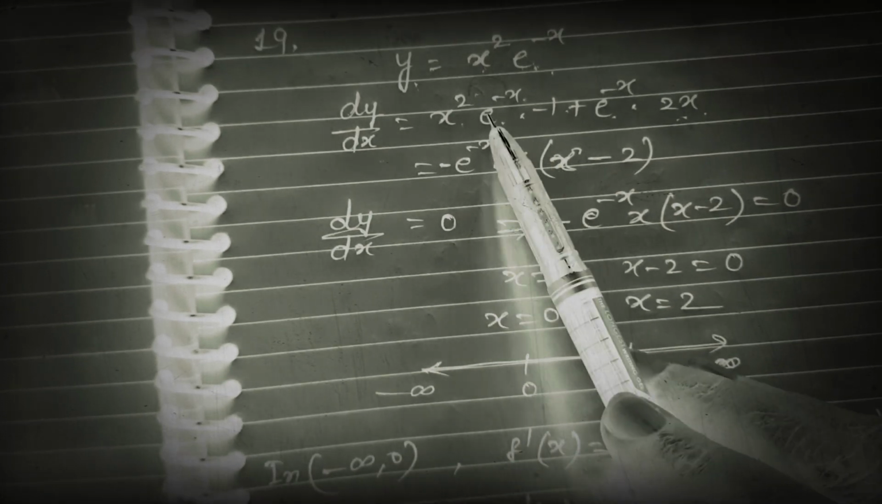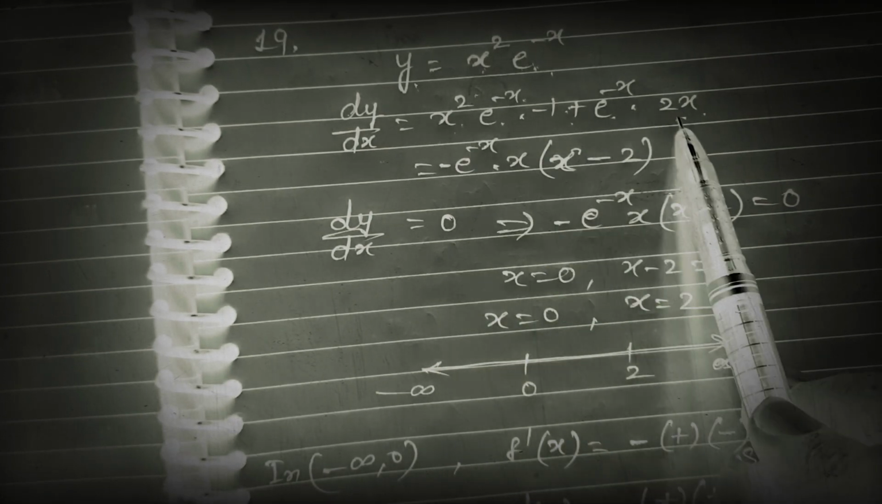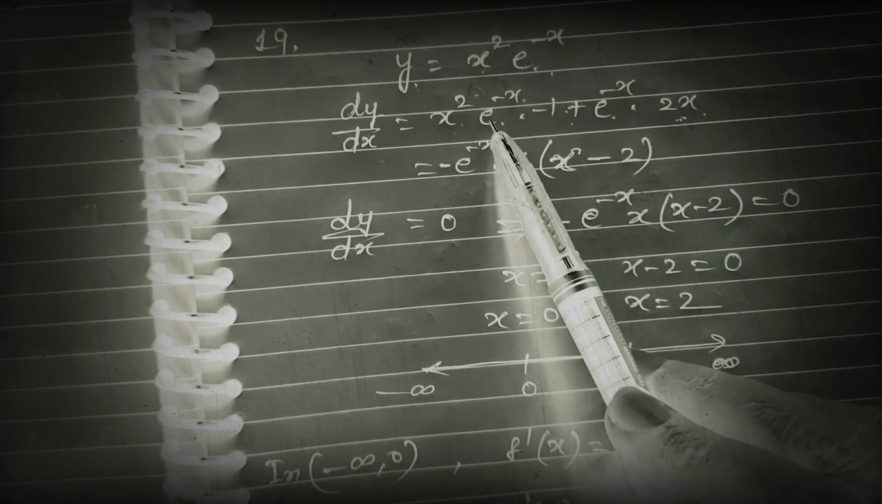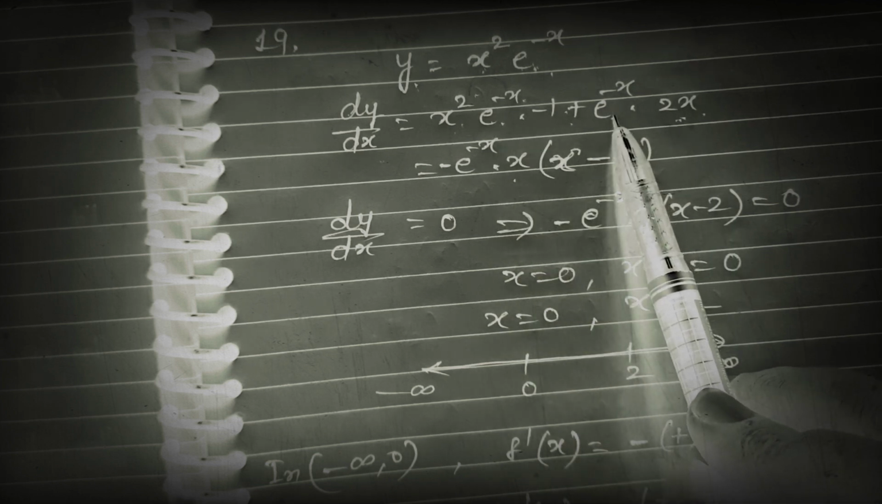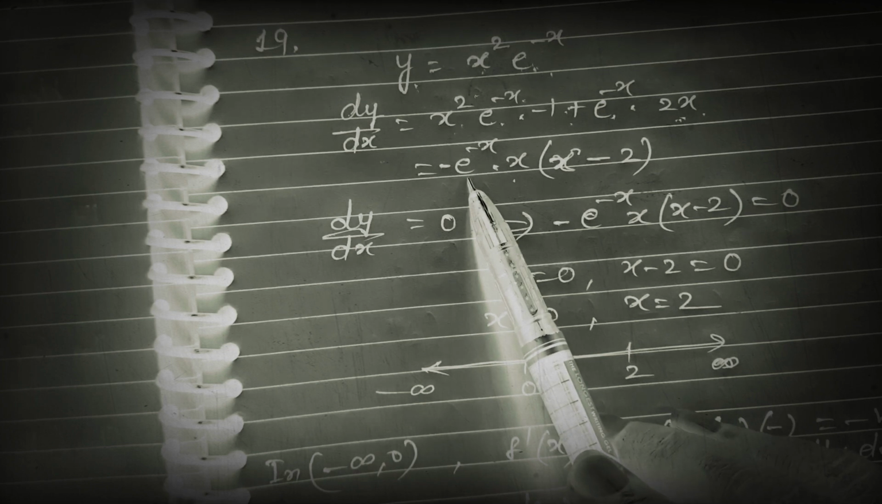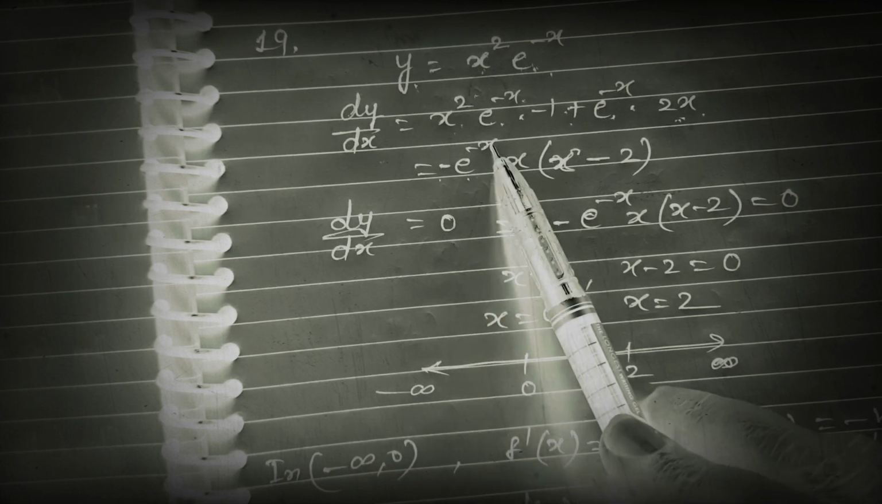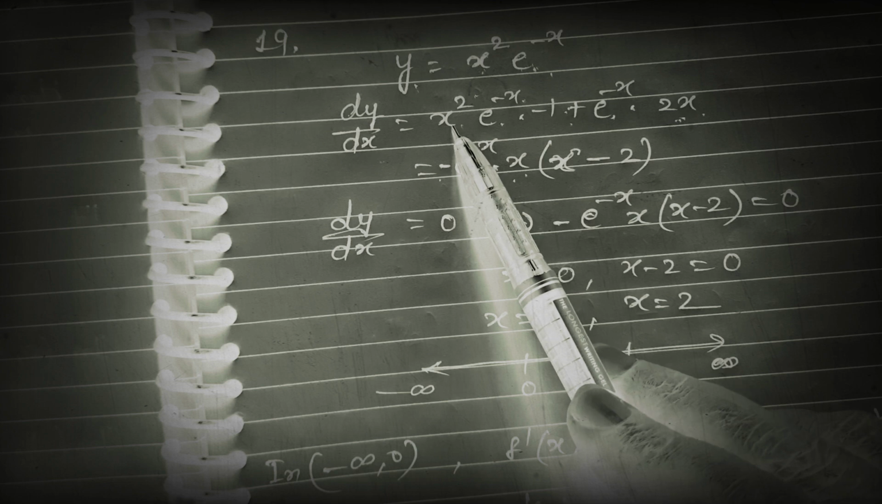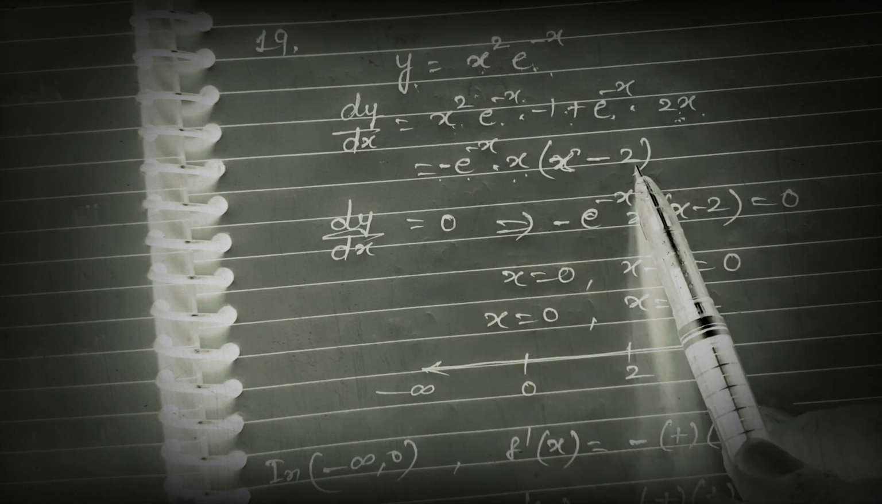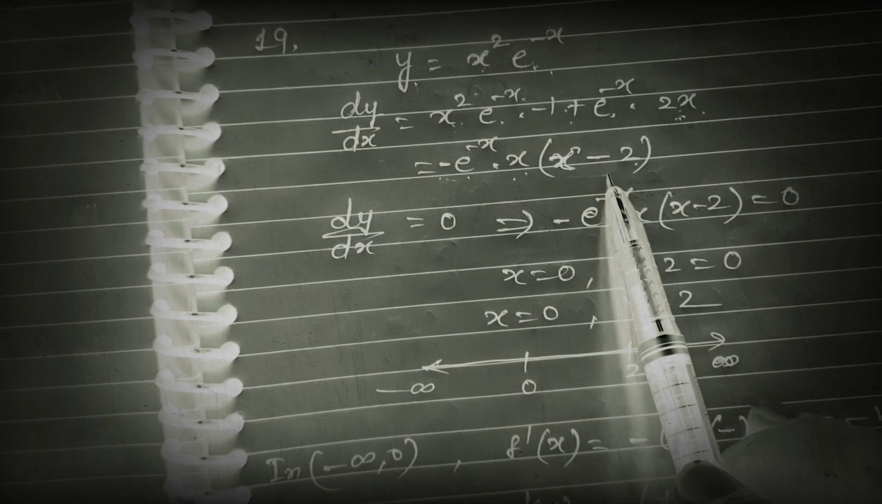Now what is common in these two? Here x square, here 2x. We will take x common. e raised to power minus x is also here, e raised to power minus x is also here, so we will take it common. Minus e raised to power minus x into x common. Then what is left here? x, and here 2. So this is dy by dx.